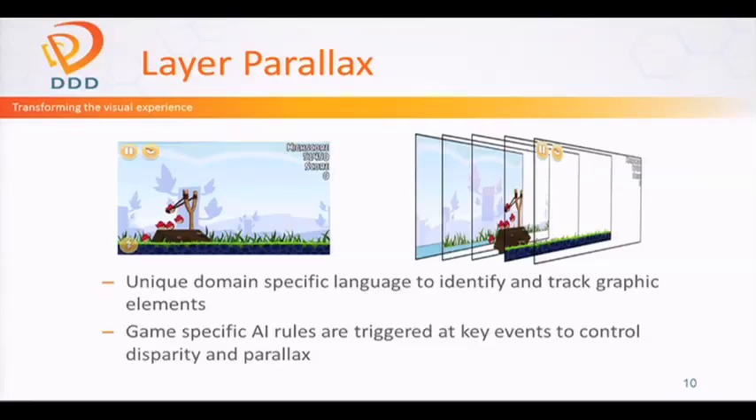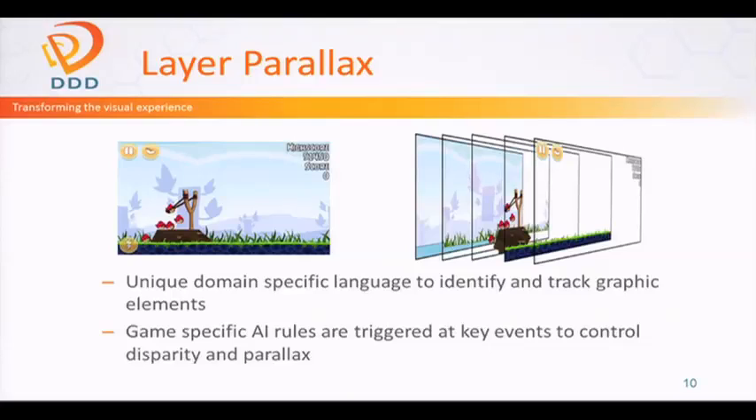What we came up with is not 2D to 3D conversion based on the image data, because we're in the graphics command pipeline, so effectively we already have a pre-segmented image, or at least we can strive towards that. But what we developed as part of this architecture is a domain-specific language so that we can identify and track individual graphic elements. And we have game-specific rules that trigger on key events, like on draw calls and on clear calls, so that we can identify which part of the game we're actually rendering and modify the position.